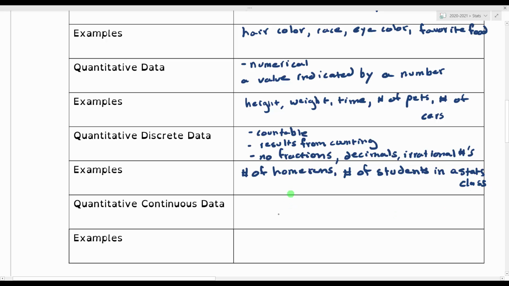Let's compare that to quantitative continuous data. Quantitative continuous data is almost the opposite of this in that it's not countable. It's not something you can count. Instead, it's something that you measure. It results from measuring something. For this one, you can have fractions and decimals.